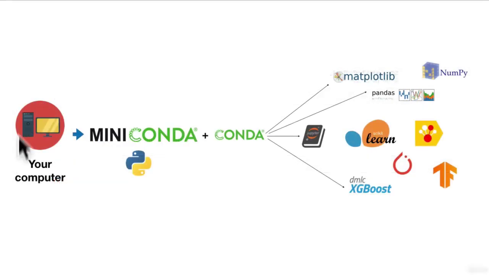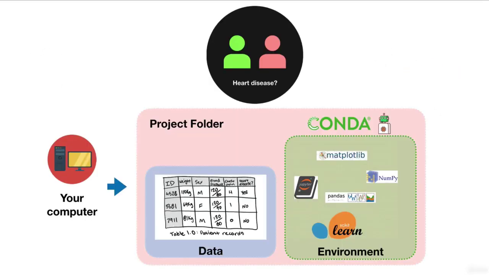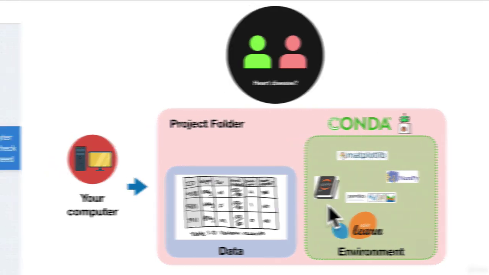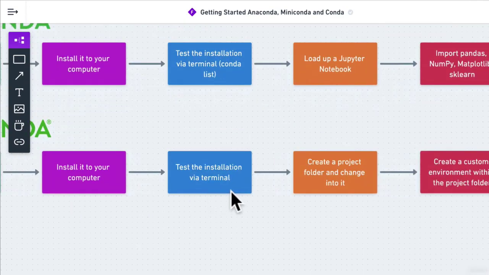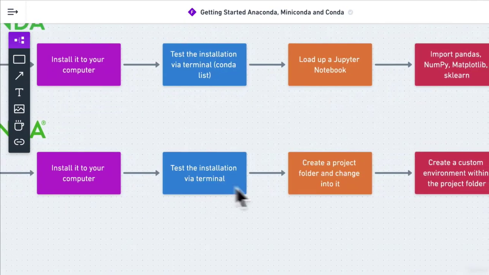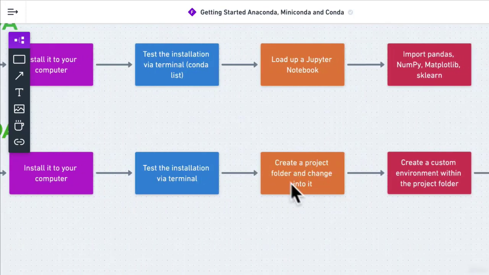Let's have a look. We started with this, your computer. Then we downloaded Anaconda, which came with Python and Conda. Then we used Conda to install these tools, specifically within an environment. Now if we go back here, we've gone through these steps. In a previous lecture, we downloaded and installed Anaconda. We tested our installation via the Anaconda Prompt. We created a project folder, sample-project-1, and changed into it.